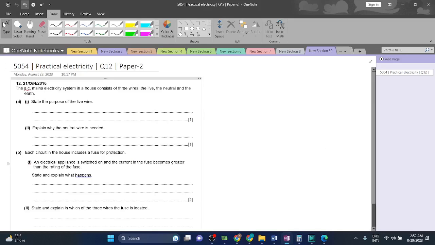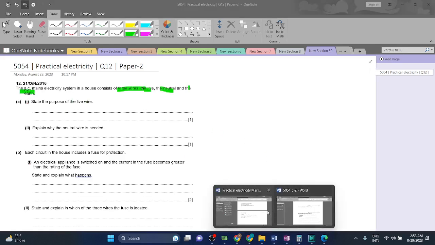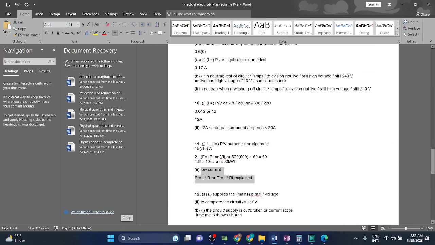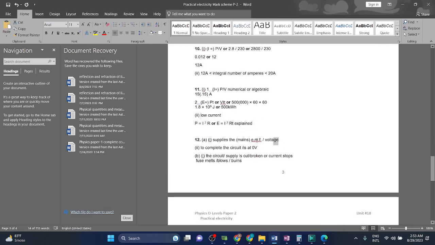Let's start. Question 12. The AC mains electricity system in a house consists of three wires: the live wire, the neutral wire, and the earth wire as usual. State what is the purpose of the live wire. The purpose of the live wire is to provide voltage to the system. So it supplies the main EMF voltage.